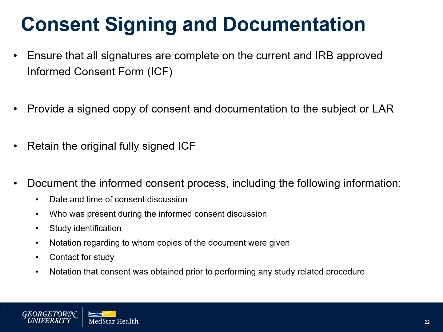The research staff performing the informed consent process must document that the process has occurred in the electronic health record or use a narrative consent note, which should be filed together with the consent form in the study binder. The following information should be included: date of consent discussion, who was present during the informed consent discussion, study identification, notation regarding to whom copies of the document were given, contact for study, and notation that consent was obtained prior to performing any study-related procedure unless otherwise approved by the IRB.